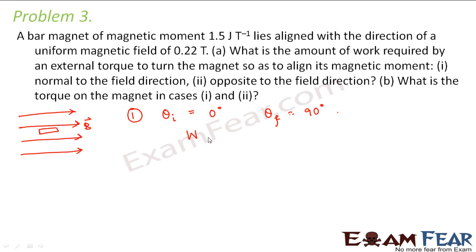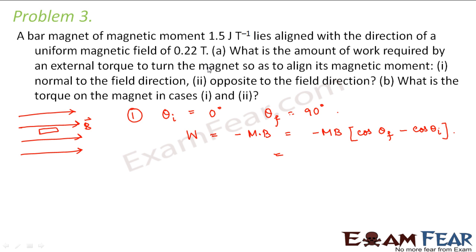So how do you define work done? Work done is nothing but the change in magnetic potential energy which we talked about, which is again nothing but minus m dot b, which is equal to minus mb cos theta, right? So we can write it as minus mb times cos theta final minus cos theta initial. This would be the work done, right?